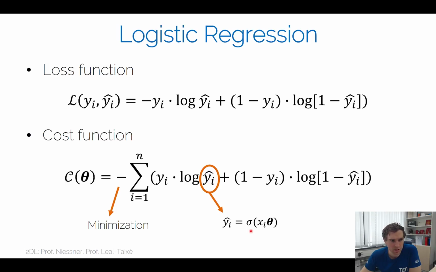Okay, and the idea of logistic regression was that we can now optimize for theta such that we minimize the cost function, and the cost function in this case goes over all the training samples n here, and we have the respective ground truth of yi here respectively.